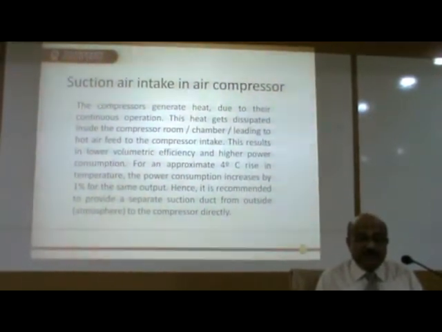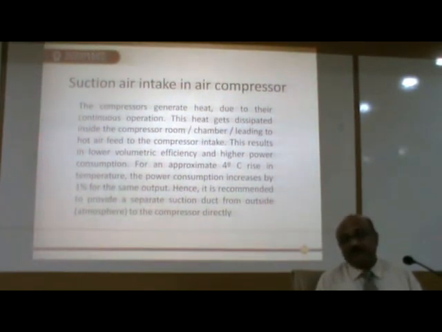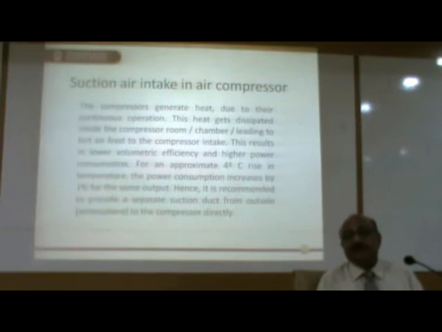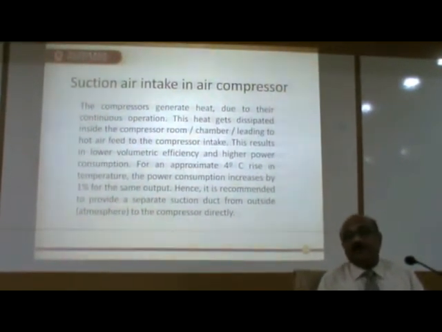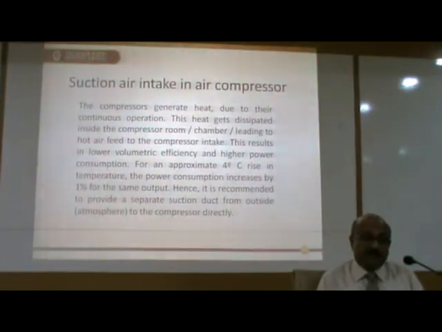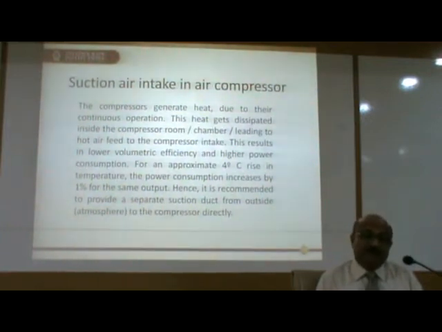Now, suction air intake in the air compressor. After installation, as I mentioned on the diagrams, the compressor sucks the air from the atmosphere and delivers it at high pressure. So the suction air quality and type determine its efficiency. Just as the quality of the air we breathe determines how healthy we are, similarly the compressor efficiency and performance also depend on the suction air.